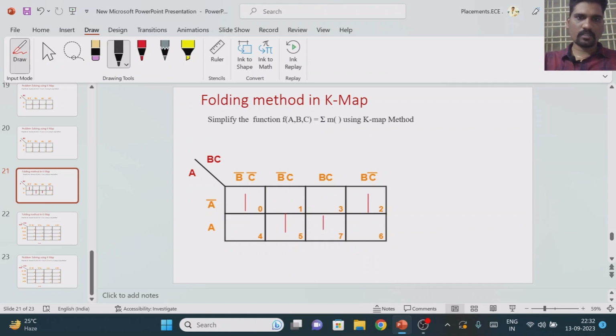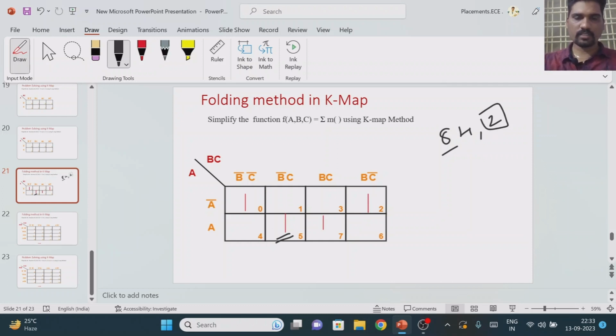At this point of time, we will start from here. We can start from anywhere, but for easy understanding, we can start from cell number 5. What is the first priority? For 3 variables, we try to group 8 adjacent ones for this cell. No. Then the next priority is 4 adjacent ones. Is there any 4 adjacent ones for cell number 5? No.